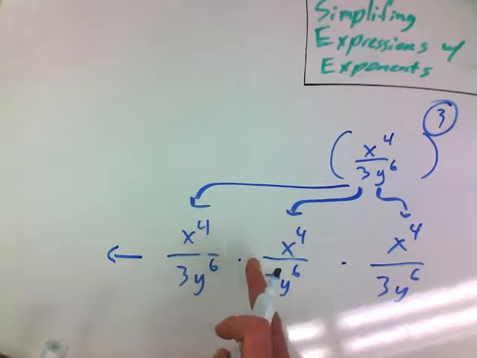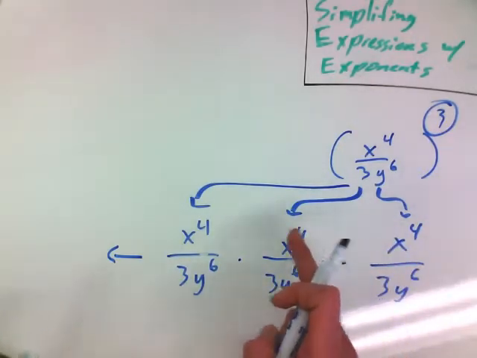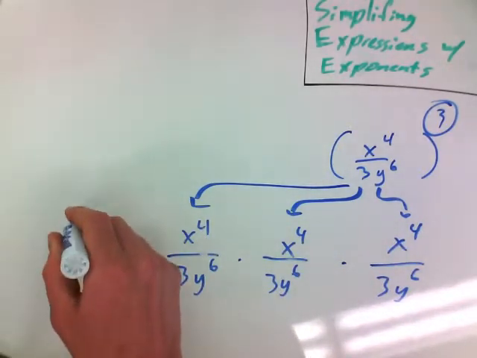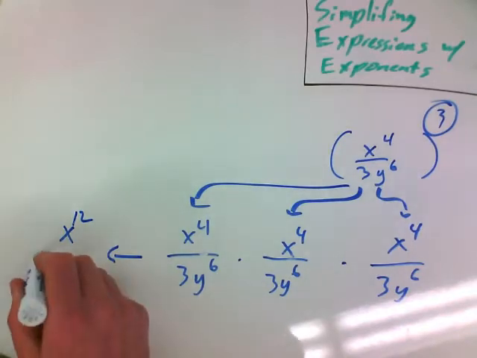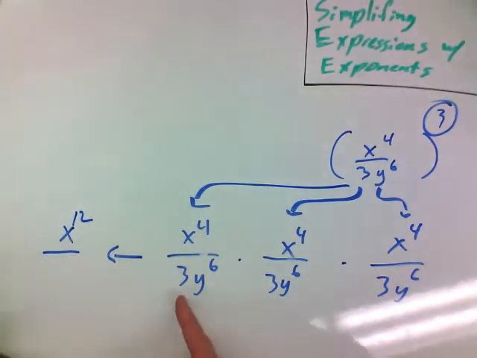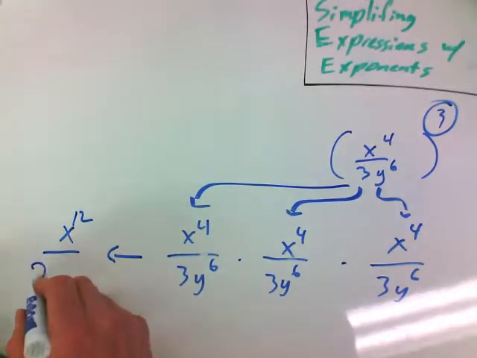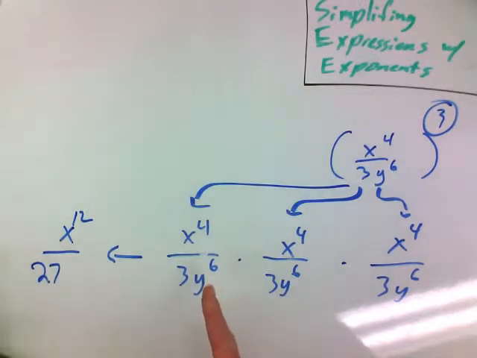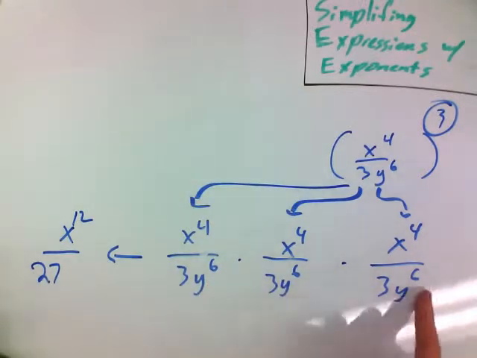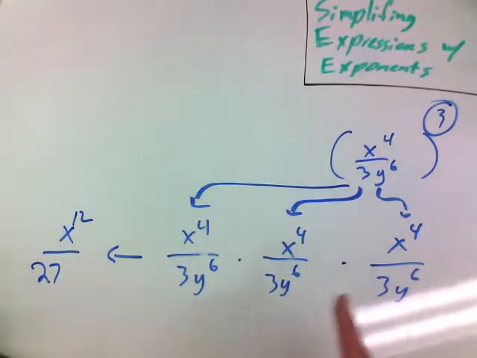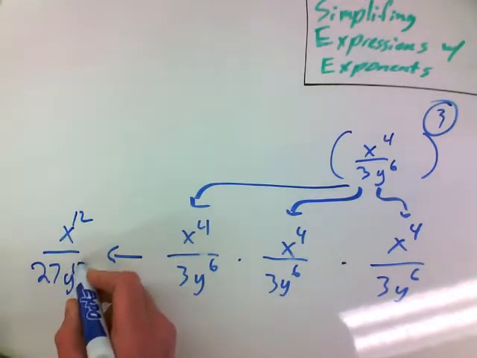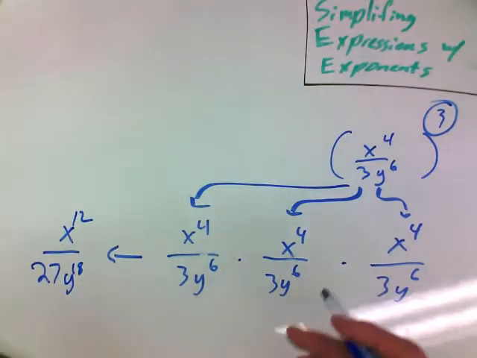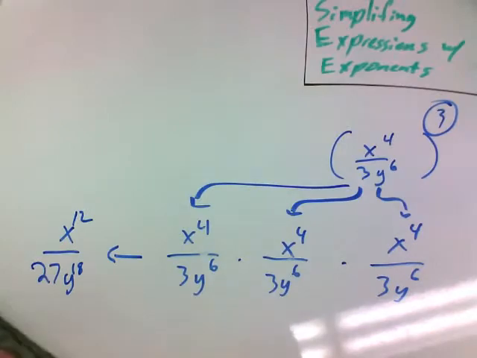But I can just count them when they're in this form. Basically, I'm just adding the exponents together. So up top, I've got 12 x's. On the bottom here, I've got 3 times 3 times 3. Well, 3 times 3 is 9. Times 3 again is 27. And I've got 6, 12, 18. So I'm just adding 6 plus 6 plus 6 of them. So I got y to the 18th. And that's how you do it if you got something like that.